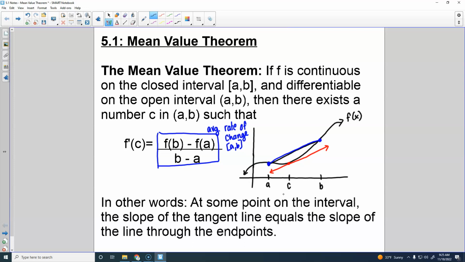Okay. It's a little bit similar to the intermediate value theorem, except for the intermediate value theorem, we don't have to worry about if something's differentiable. And we're talking about the value of the function, not the rate of change of the function, right? So it's kind of similar, but here we're talking about rates of change. Intermediate value theorem, we're talking about just the value of the function.